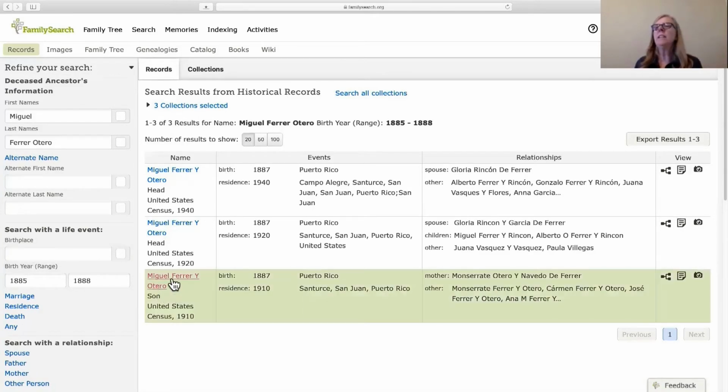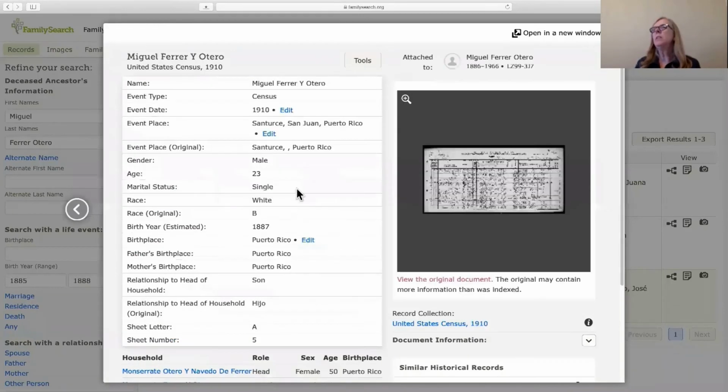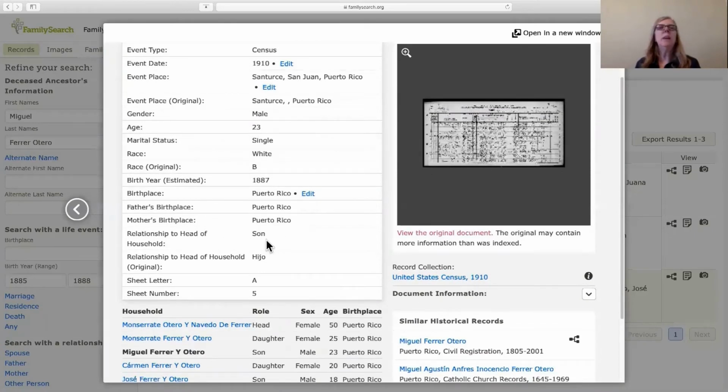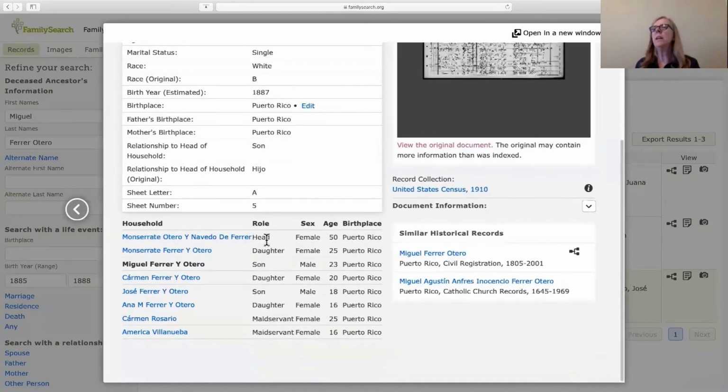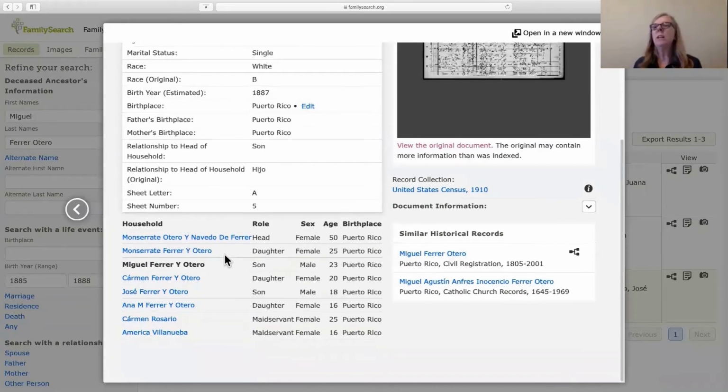Let's take a look at this 1910 census. So here is the indexed information, and we have Miguel Ferrer y Otero. Again, the family is in Santurce, and he has an estimated birth year of 1887. His relationship to the head of the household is son. Let's see who is the head of the household. Look, it's Monserrate Otero y Navedo de Ferrer. We saw her living next door to the family in 1920, you'll recall. And then there are these children: Monserrate, Miguel, Carmen, Jose, and Anna M. And you'll remember that Monserrate, Jose, and Anna were also in the household previously in 1920.